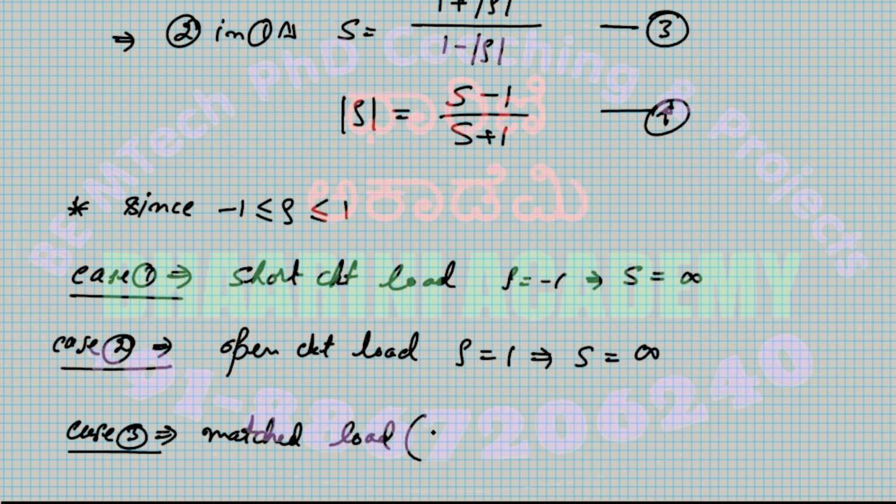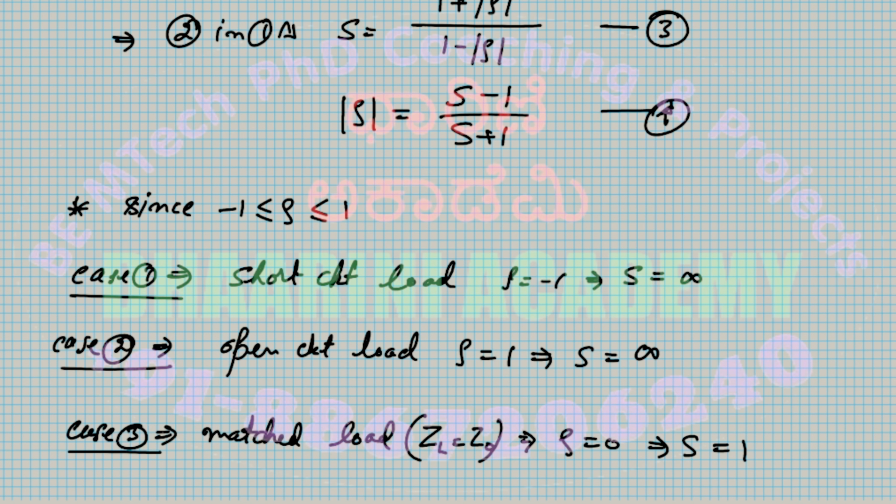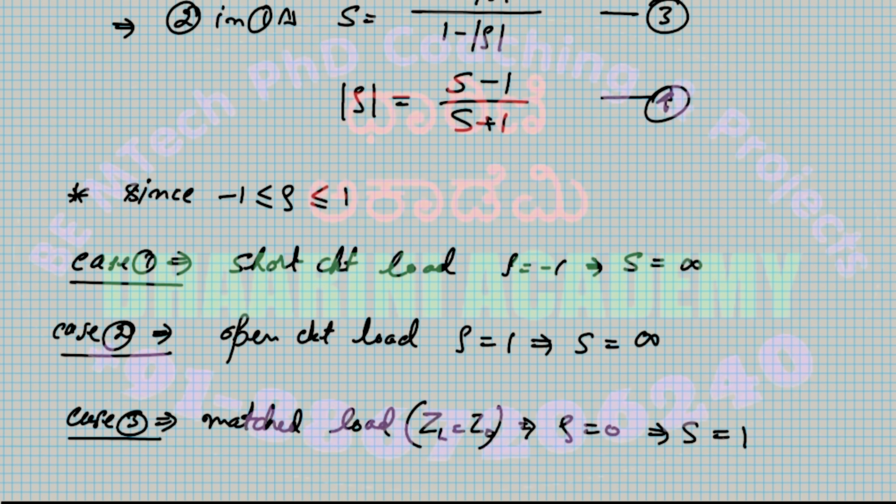Matched load in the sense that ZL and Z0 are equal, right? Which means the rho value is 0 over there, correct? Okay, now you tell me what happens to S. It's 1. Perfect. So the ideal values of rho and S for designing a transmission line are that rho should be 0 and S should be 1. Is it okay? Right. I'll move to the next part here.